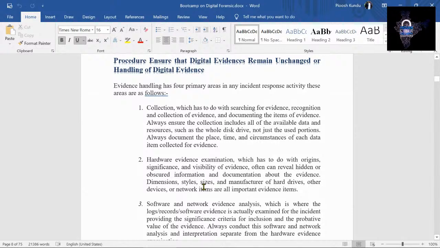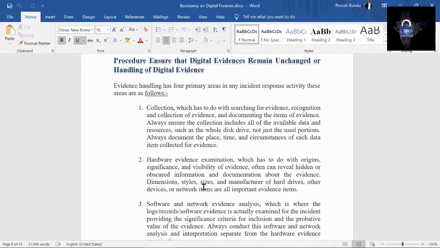Now, there are four primary areas of evidence handling in any incident response activity. These are as follows: the collection, which has to do with searching for evidence, recognition and collection of evidence, and documenting the items of evidence. Always ensure the collection includes all the available data and resources, such as the whole disk drive, not just the used portion. Always document the places, time, and circumstances under which each data item has been collected as evidence.